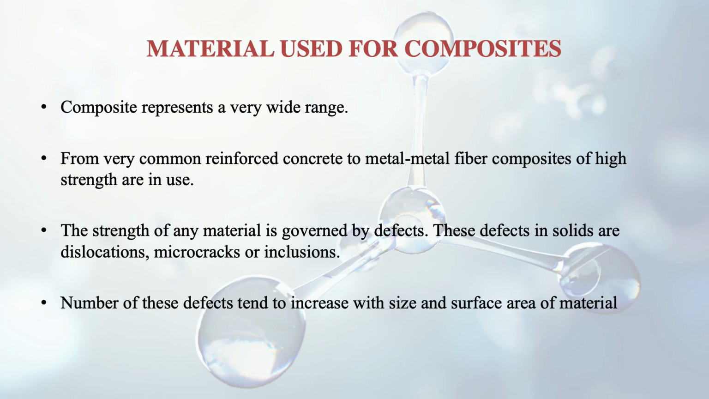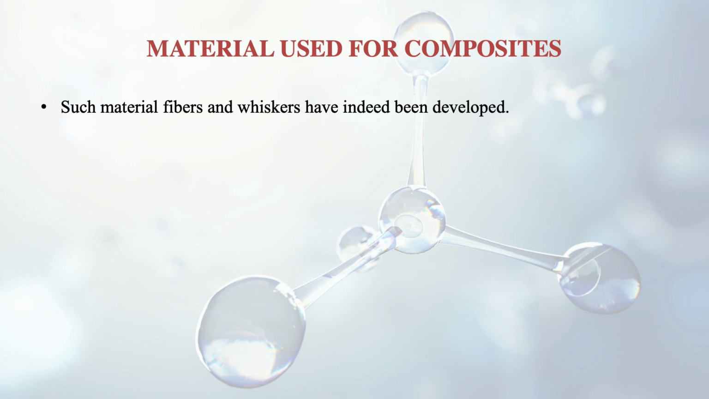But the number of these defects tends to increase with the size and surface area of the material. That is a very common thing, because the smaller the size, the lesser the number of defects, and the larger the size, obviously, the more defects. Such fibers and whiskers of small size have been developed, and whiskers are single crystals free of dislocations. They also come under the category of composites.